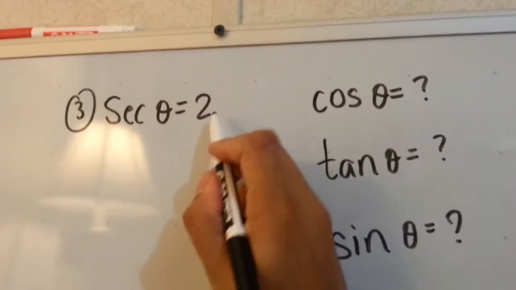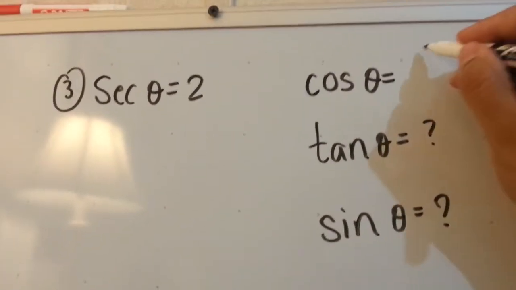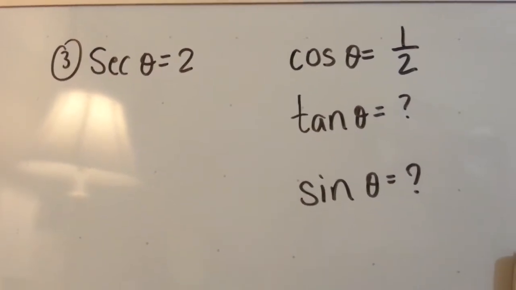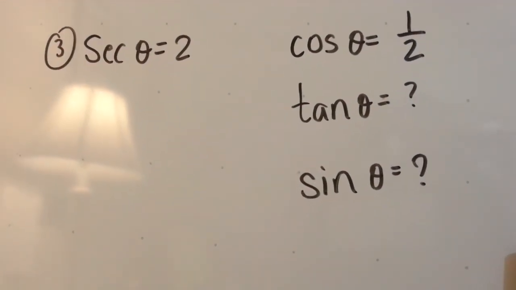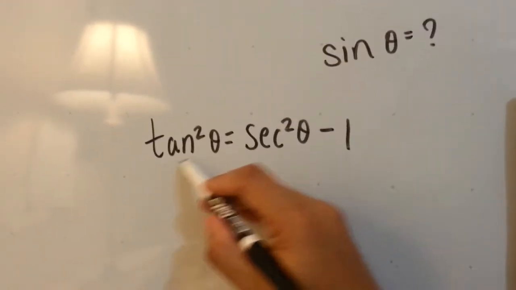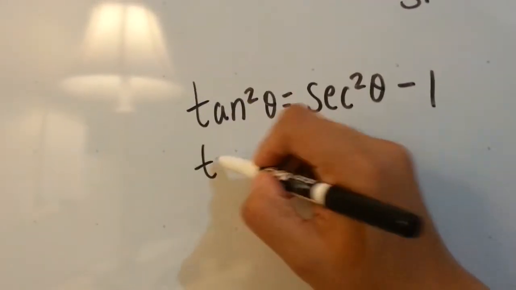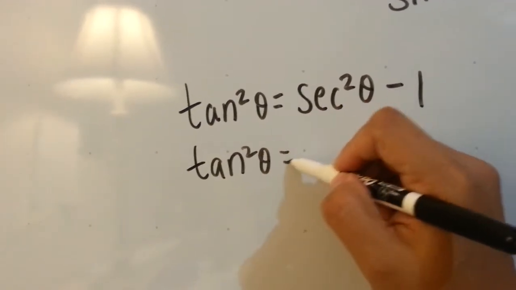Alright, this is question number 3. If the secant is 2, then the cosine is going to be the reciprocal, so 1 over 2. How are we going to get the tangent? We're going to need an identity for that one. The identity that I found is that the tangent squared is equal to the secant squared minus 1. So then we're going to solve for the tangent.